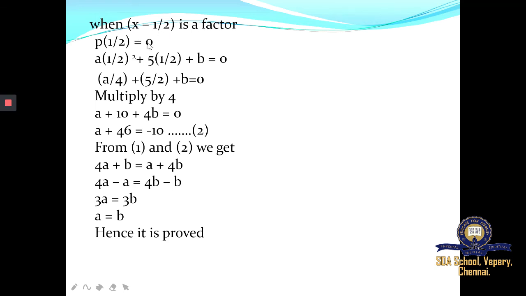Then I have to simply open up the bracket. What will I get? 1 square is again 1 only. So a into 1 is a. Then 2 square is 4. 5 into 1 by 2, which is 5 by 2 plus b equals to 0.